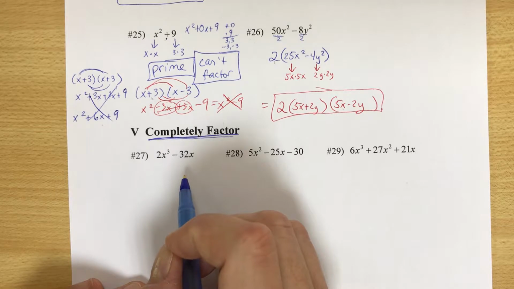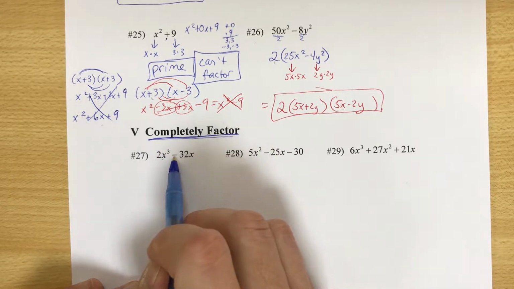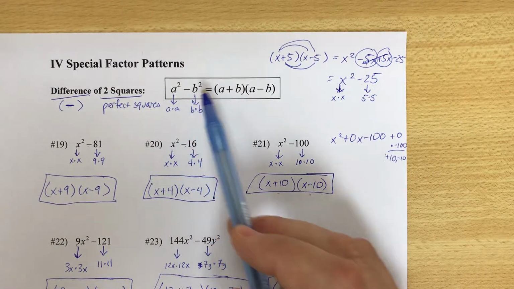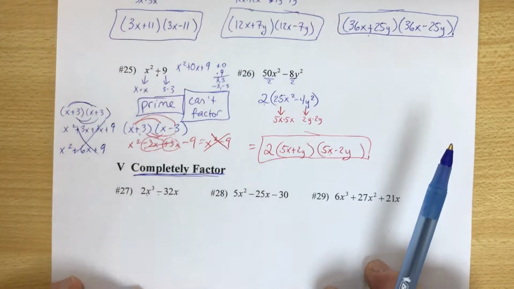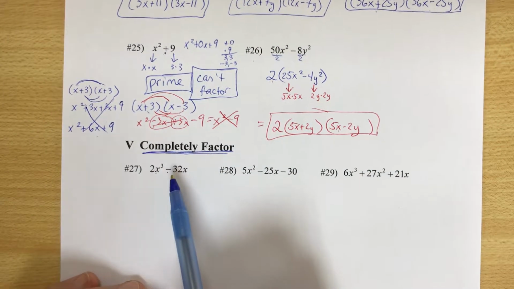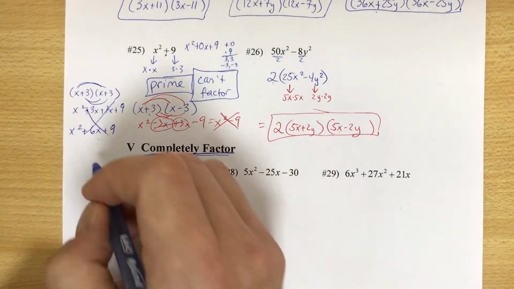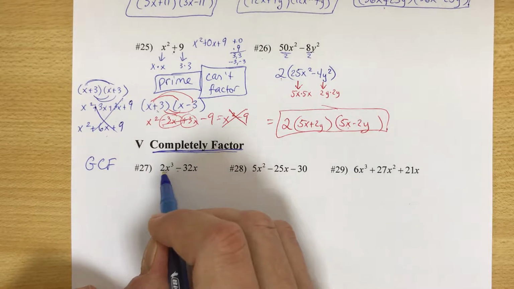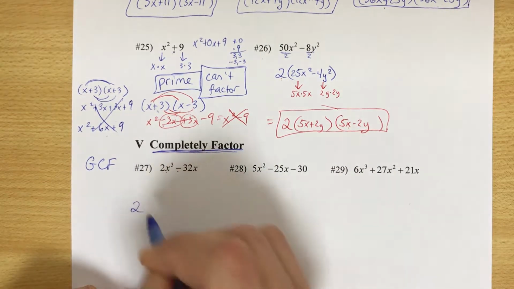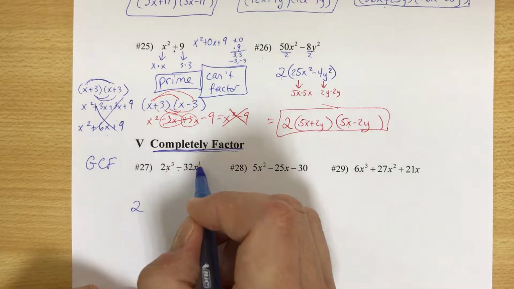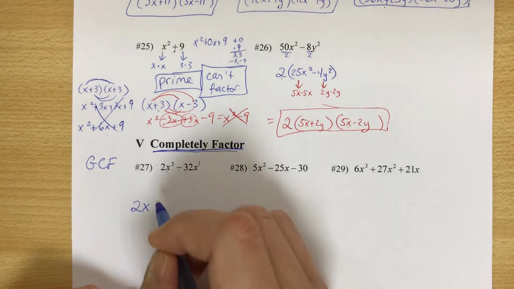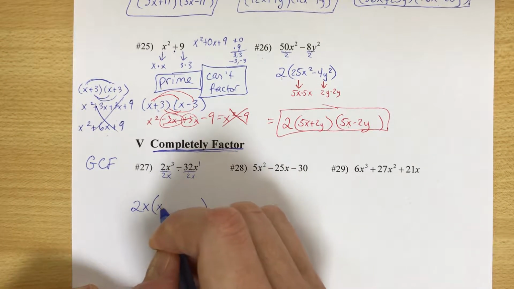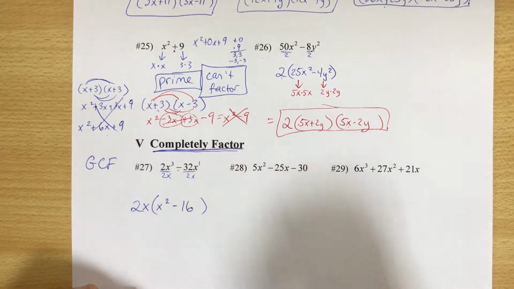27. I notice two terms and I notice we have a minus. So I'm thinking, hey, maybe this is a difference of two squares. The problem with that is that these are not perfect. So your first move is always to try for a GCF. Always do that first. Well, both of these 2 and 32 are divisible by 2. X to the third and x to the first, we can factor out an x as well. So let's pull out 2x. And what we'll be left with, that will be x squared minus 16.